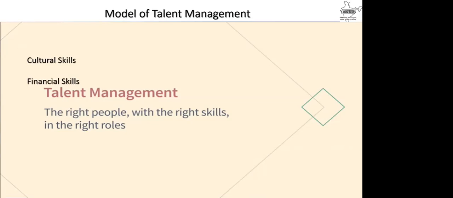Good operations managers, all good leaders need to understand that financial skills are very critical. Therefore, this is something where one has to plan.